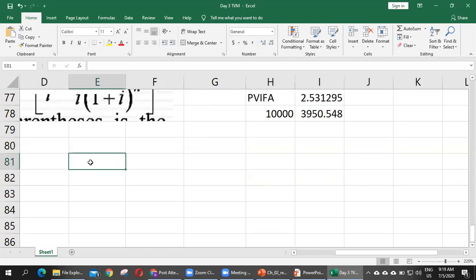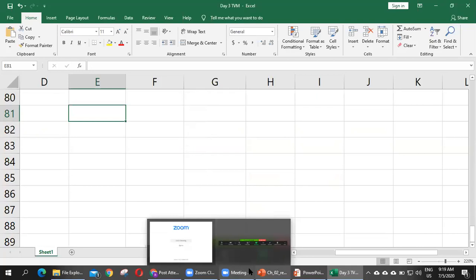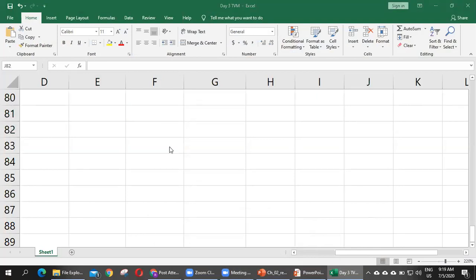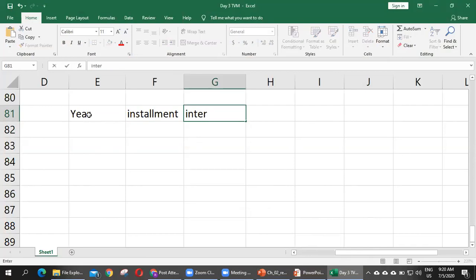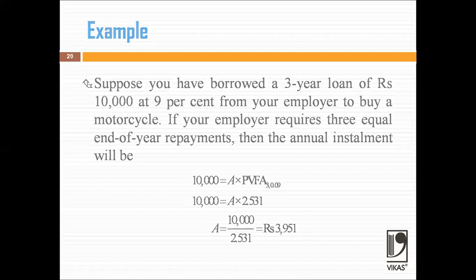Is this screen visible to all of you? Excel sheet, is it visible? Yes, okay, sir. Then here we have to put year, then installment and interest, installment, interest, and principal repayment.